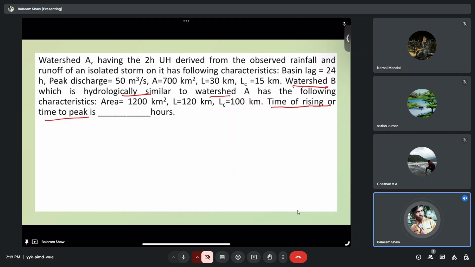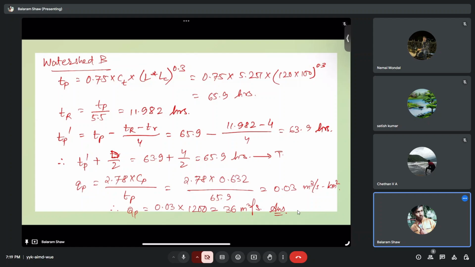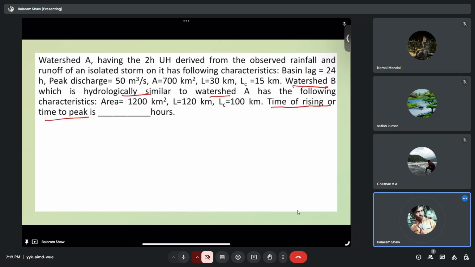So time to peak we got in the last one, right? How much it was? Time to peak was, this one is the time to peak. So the correct answer will be 65.9 hours. Okay, so again, I think the calculation was wrong for the variable we have taken. So the correct answer will be how much? 65.9 hours.